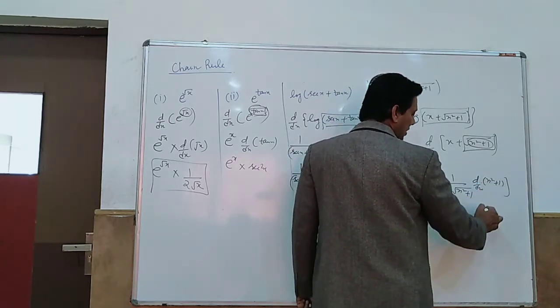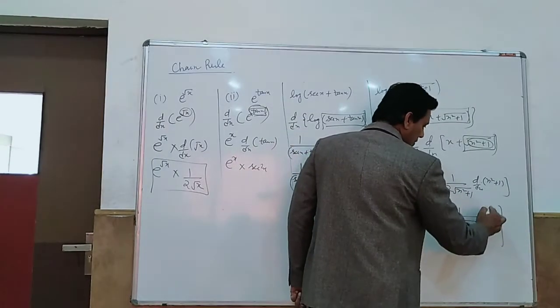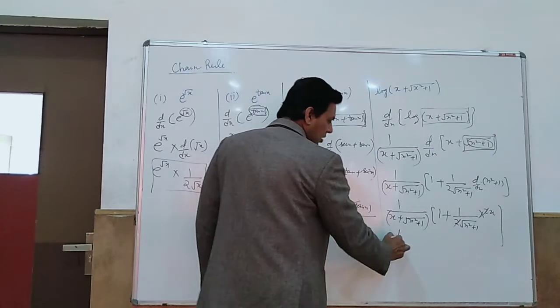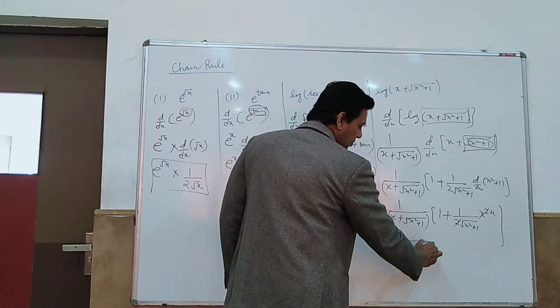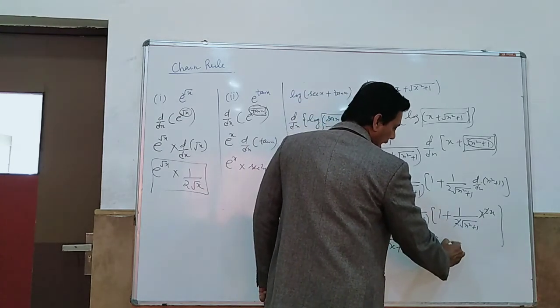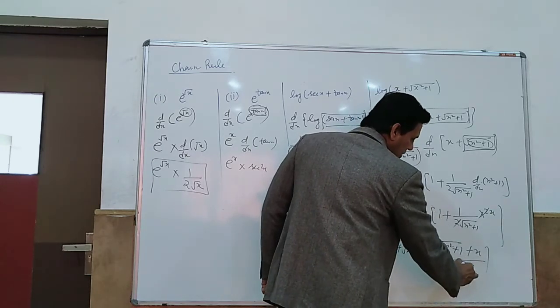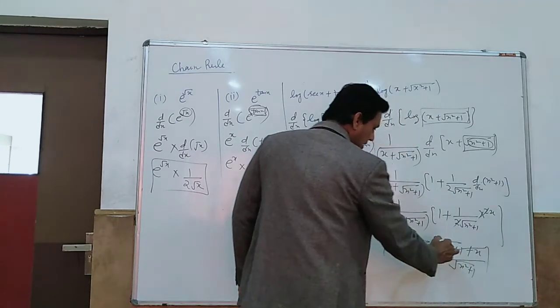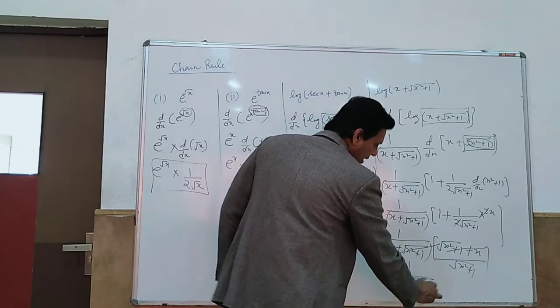Now the differentiation of x square is 2x, and obviously the differentiation of 1 is 0. You can cancel 2 with 2. So 1 upon x plus under root x square plus 1, times the bracket. Now take LCM: under root x square plus 1 plus x, upon under root x square plus 1. This can be cancelled. So you will be left with 1 upon under root x square plus 1.